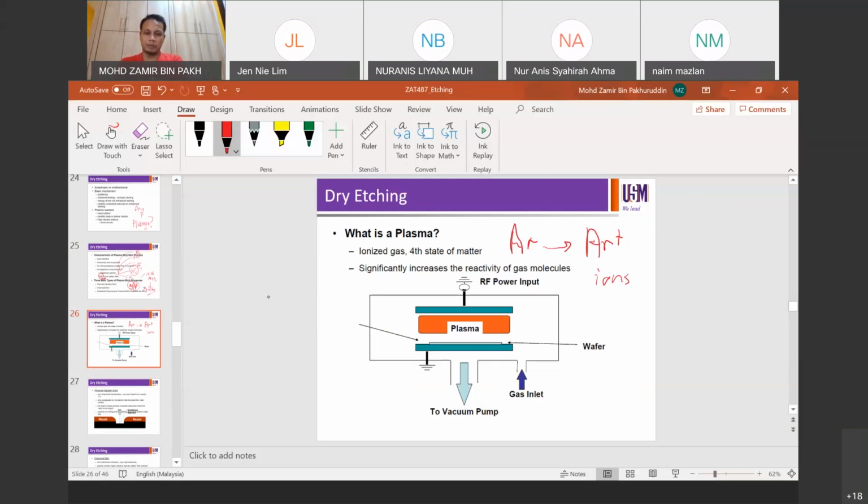So argon ion ni kan positive charge kan? So you can use negatively charged plate to attract all the ions at high speed, high energy in order to bombard the surface. Dia akan langgar. It will induce collision to the surface.